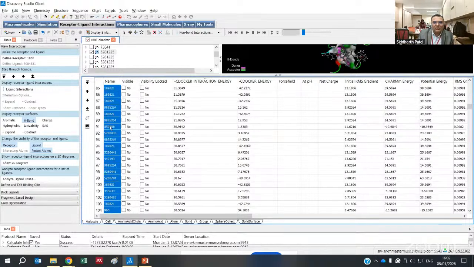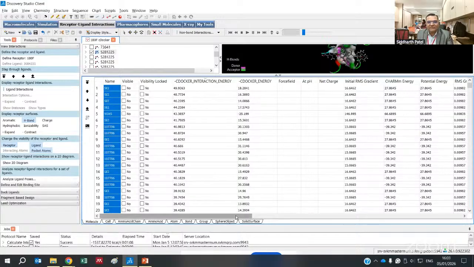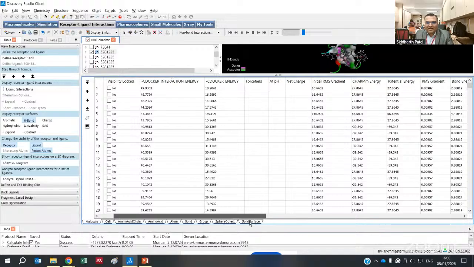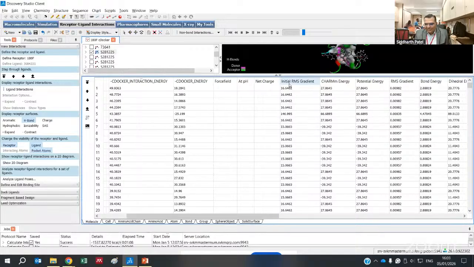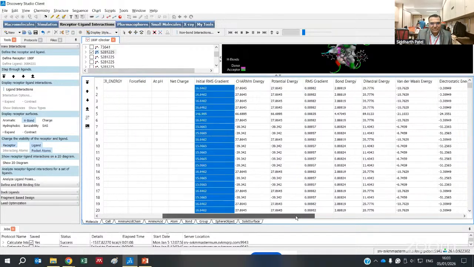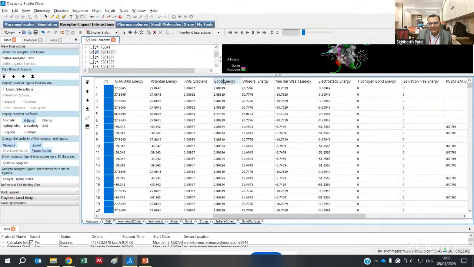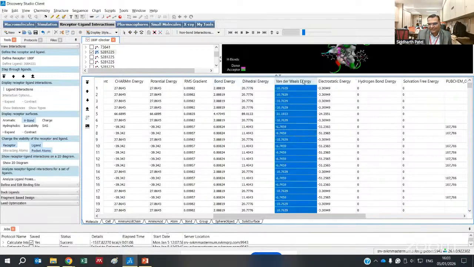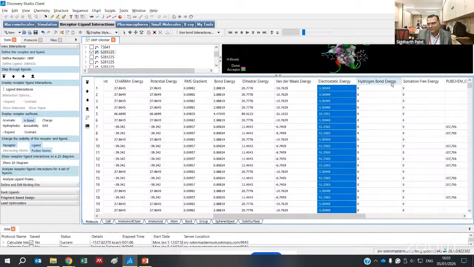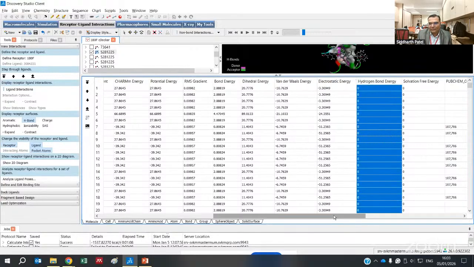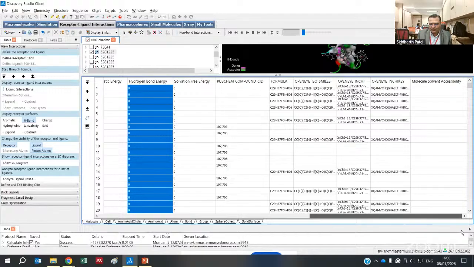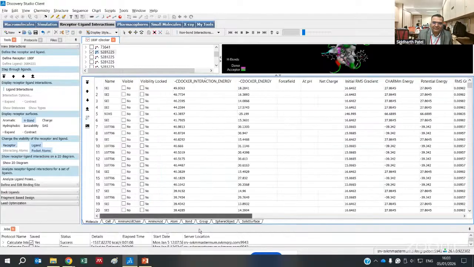So this is how docking happens. We have n number of studies here. We have force field, we have initial RMS gradient, we have CHARMm energy, we have different types of dihedral energy, van der Waals energy, electrostatic energy, hydrogen bond, and so on and so forth. We have a very detailed study here.